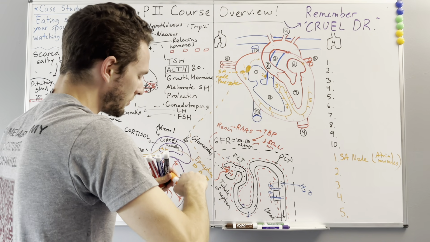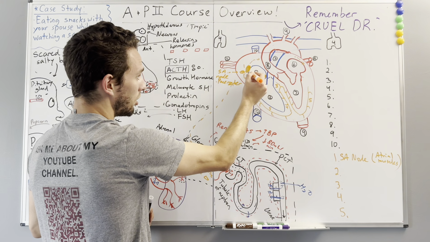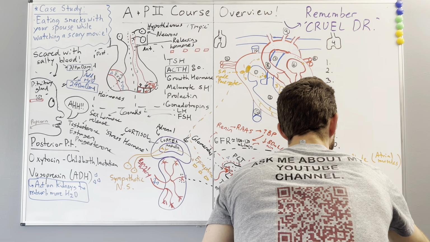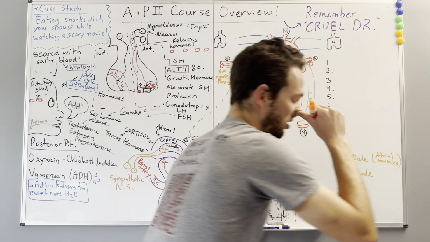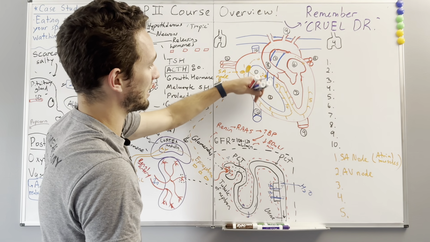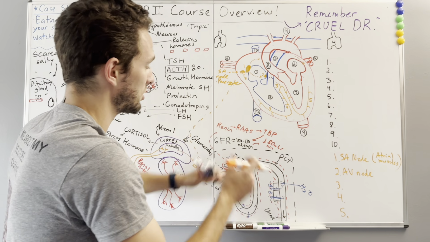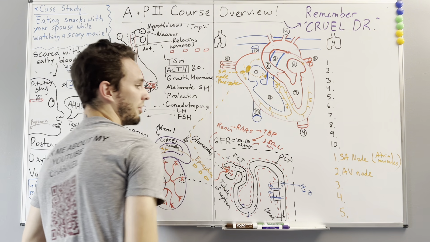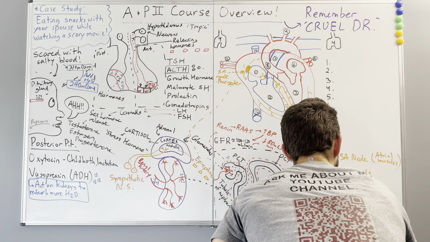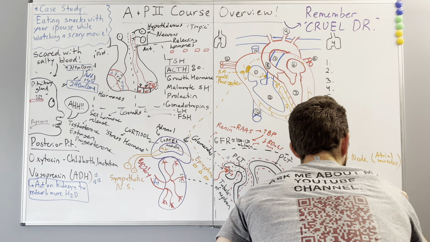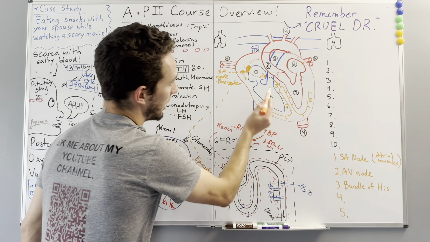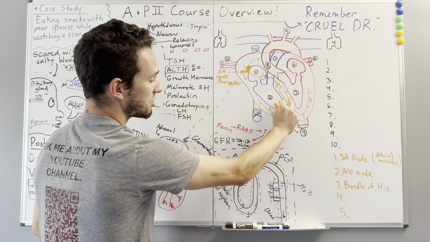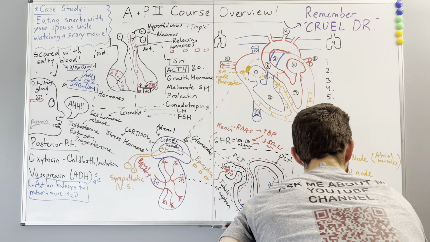Immediately after, the SA node's signal action potential will travel down to number 2. This is the AV node, otherwise known as the atrioventricular node, because it's found between the atria and the ventricles of the heart, which we'll get to in a second. Once that fires, it's going to travel down what we call the bundle of His. Bundle of His. So it's nervous tissue branching down into this little bundle here, and then they branch off, number 4, into 2 separate bundle branches.